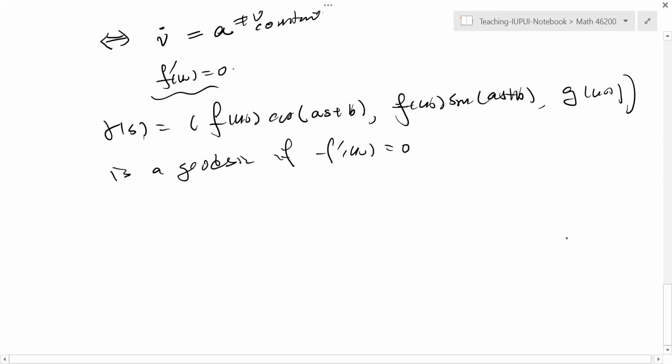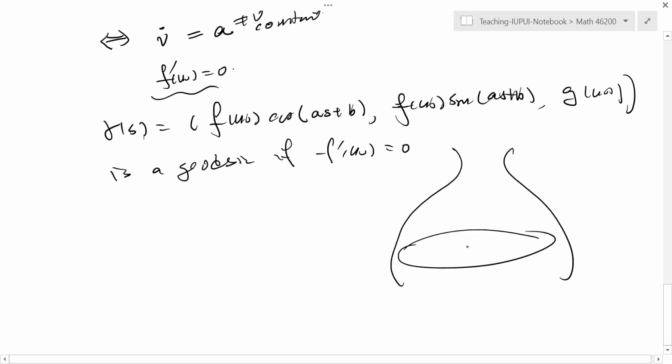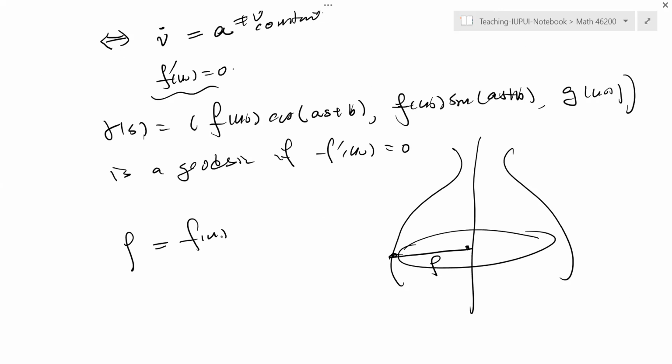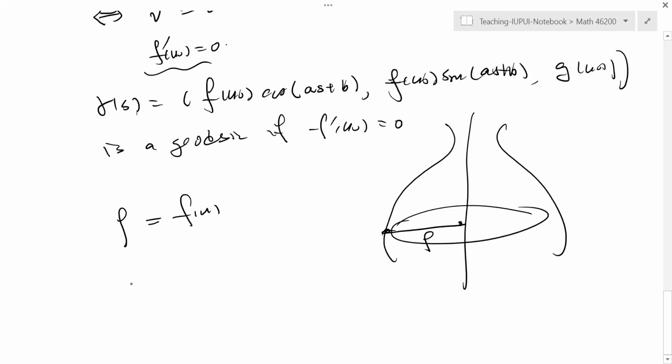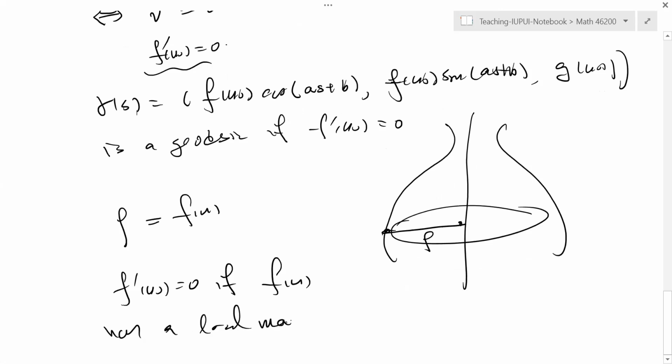F, yeah, so this is our picture. So this is the axis, right? This rho, let's call it rho. Rho actually is just equal to F. So that means when rho is going to be 0, F prime equals 0 if F has an extreme value, a local maximum or local minimum value at some point. Okay, right? Because that's what we learned from calculus.